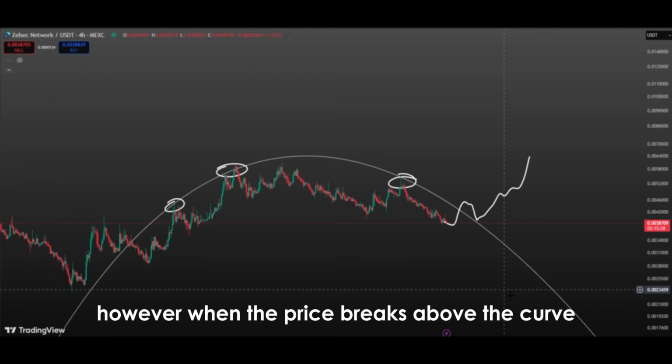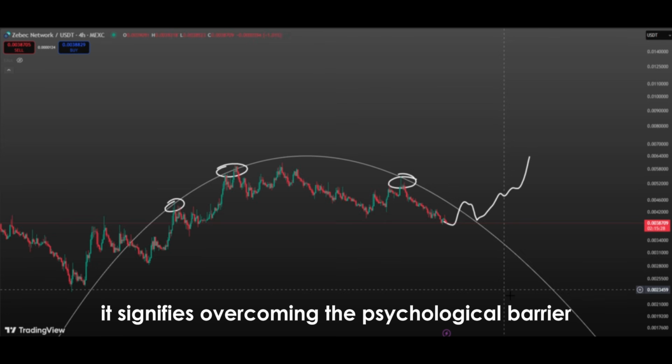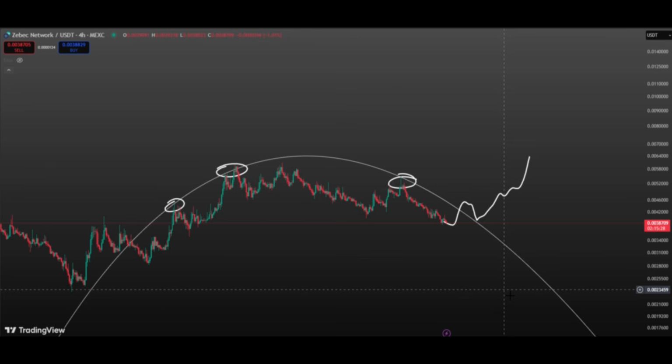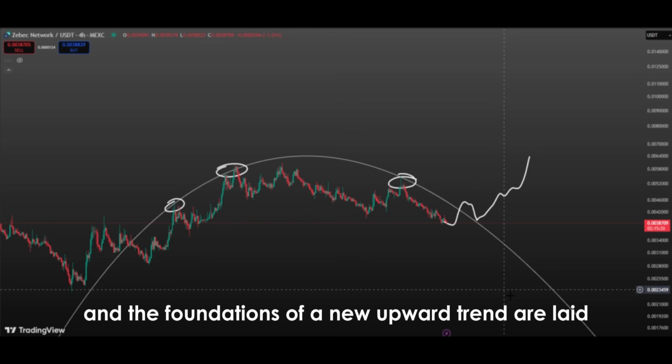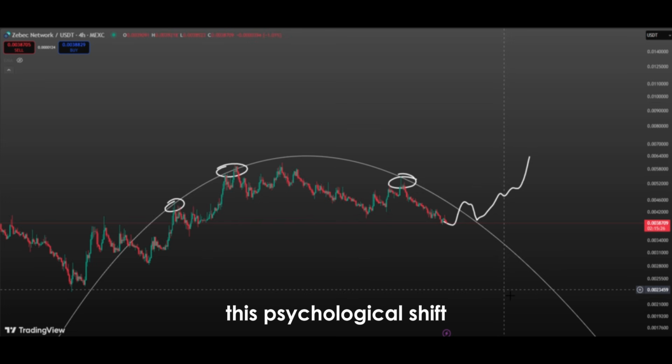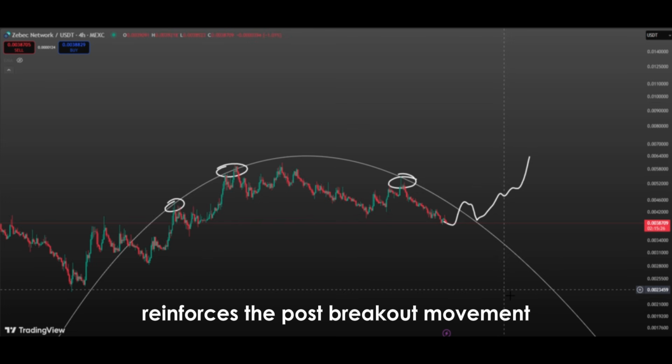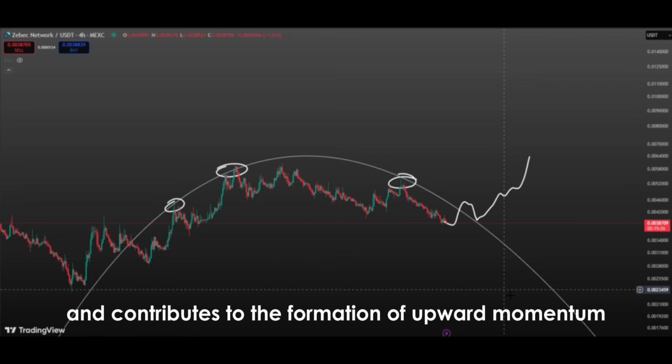However, when the price breaks above the curve, it signifies overcoming this psychological barrier. In this scenario, investors re-enter the market and buying strength increases. Consequently, the downtrend ends and the foundations of a new upward trend are laid. This psychological shift reinforces the post-breakout movement and contributes to the formation of upward momentum.